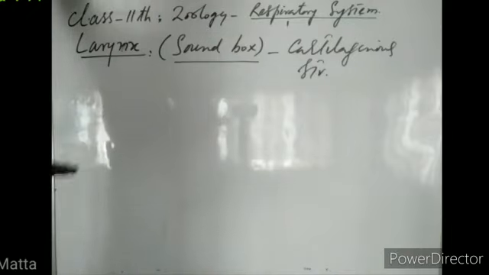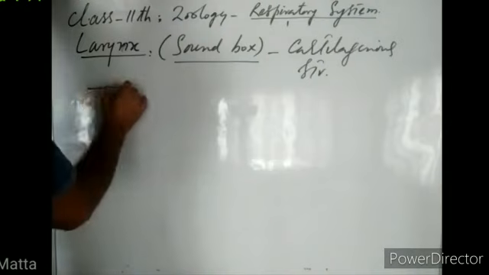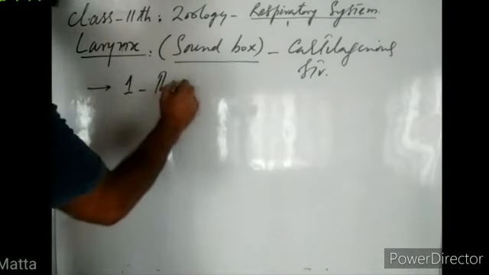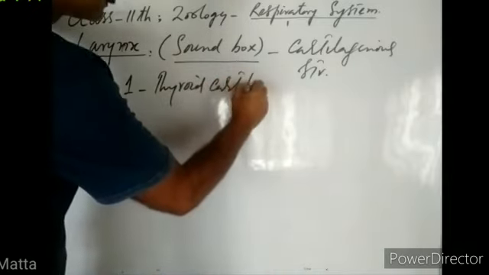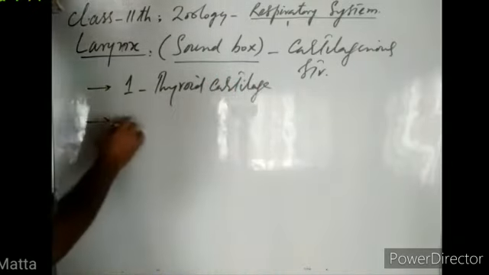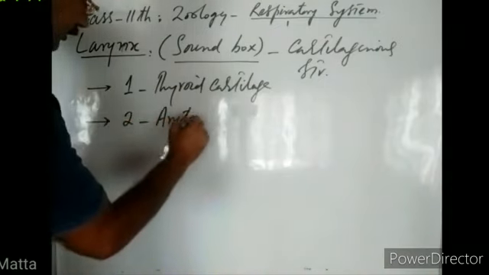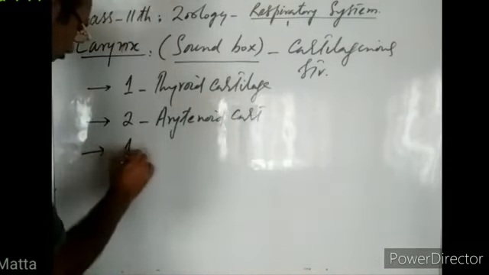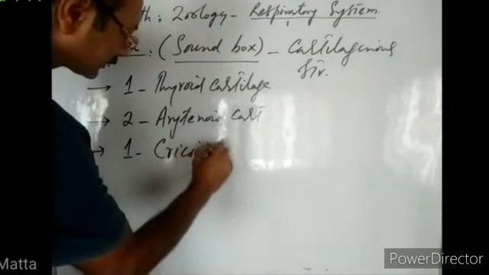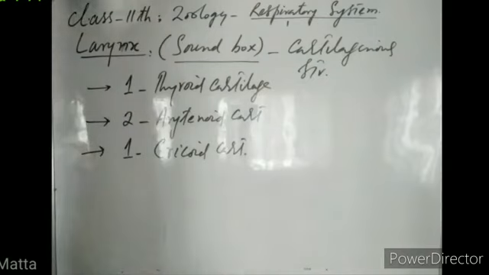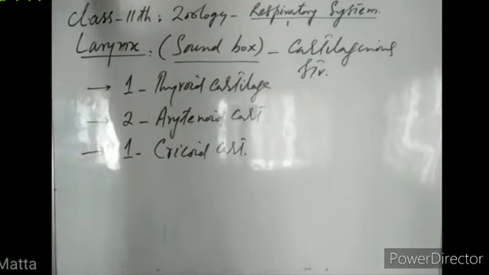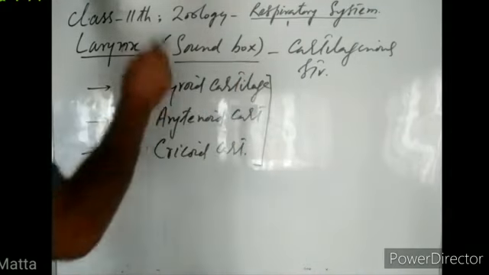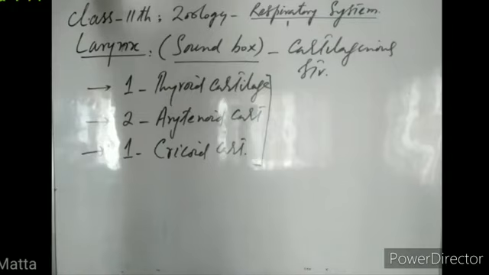It consists of four main large cartilages. One is the thyroid cartilage, then there are two ethmoid cartilages, and then there is one cricoid cartilage. These are the four main cartilages of the larynx. Our sound box or voice box is formed of many cartilages.